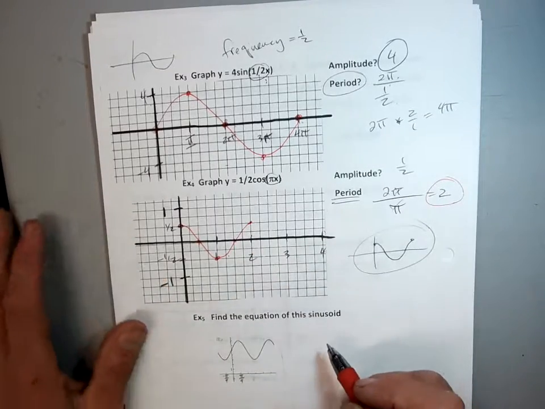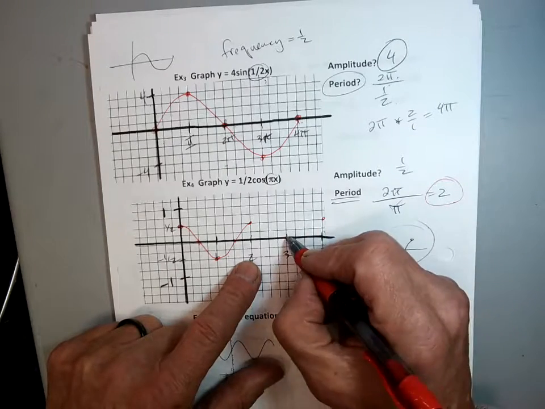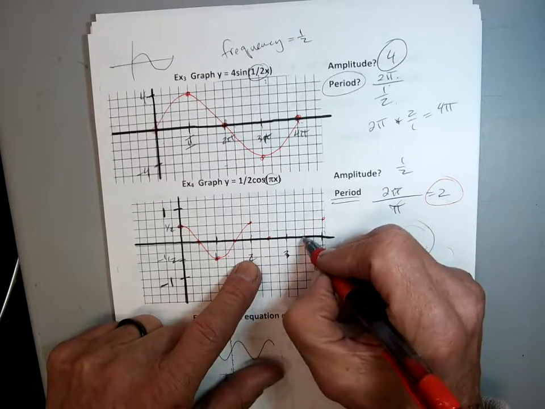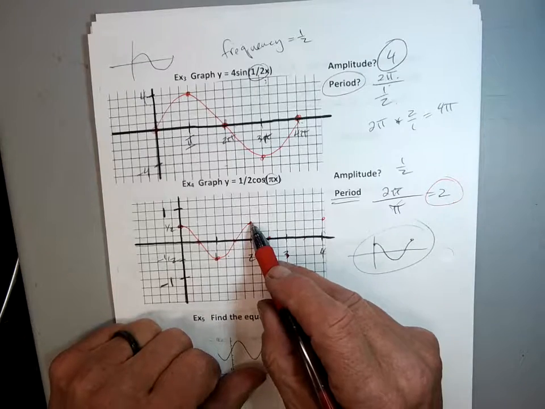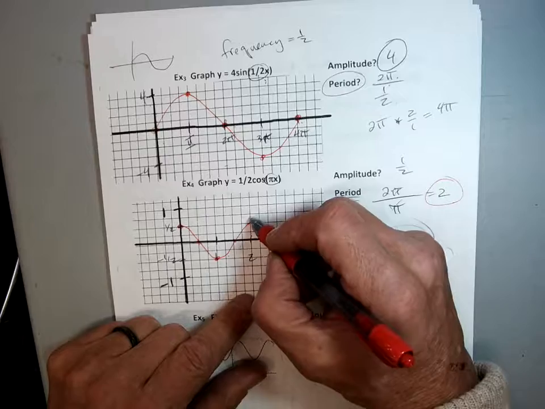Now, let's do another. 2 to 4. So end here, there, and there. Cosine starts at 1/2, ends at 1/2. Halfway through, it's going to be down here. So the curve looks like this.